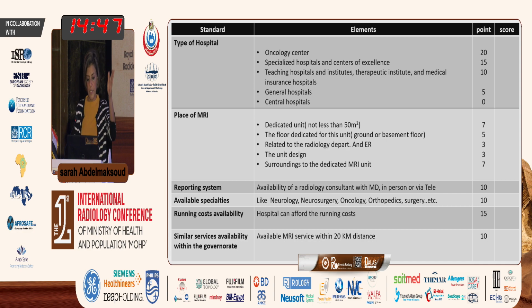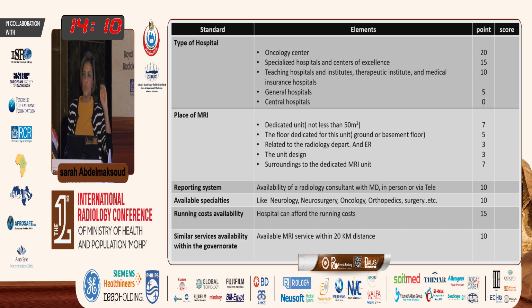The first thing, it's divided into 4 sections. First one is for the standard present. The second one is for the elements for each standard, and then the points that are going to be rated, and then the score. The type of hospital itself is one of the important standards. Whether it's an oncology center, a specialized hospital or center of excellence, a teaching hospital or institute, a therapeutic institute, a medical insurance hospital, a general hospital, or a central hospital.